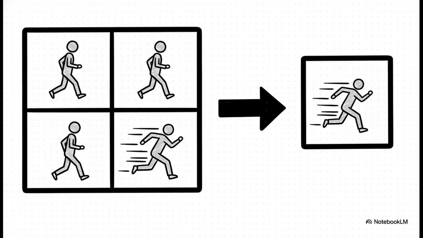Plus, it gives us this cool thing called translation invariance. That basically means if a cat moves slightly to the left in a photo, the pooled feature remains exactly the same. The network still knows it's a cat.